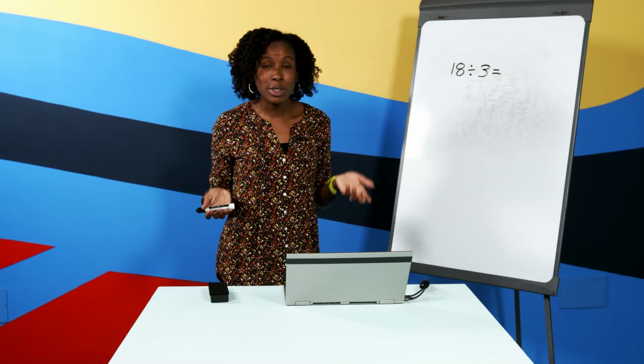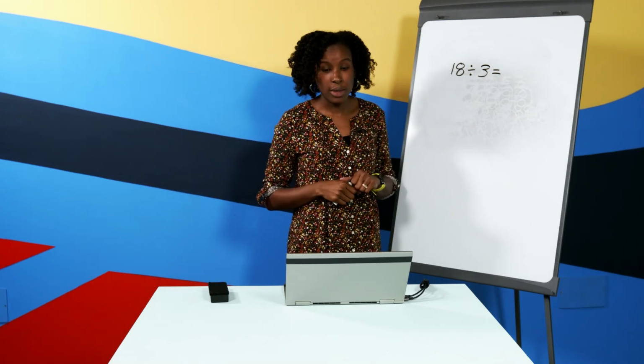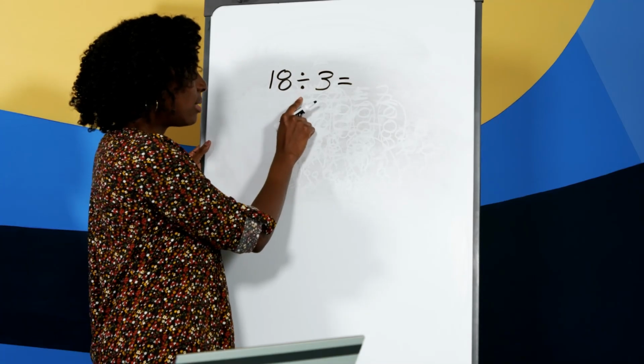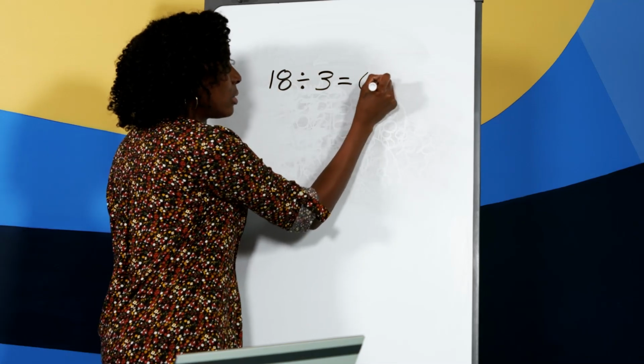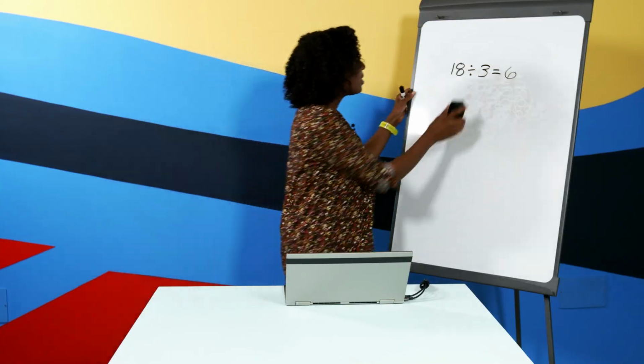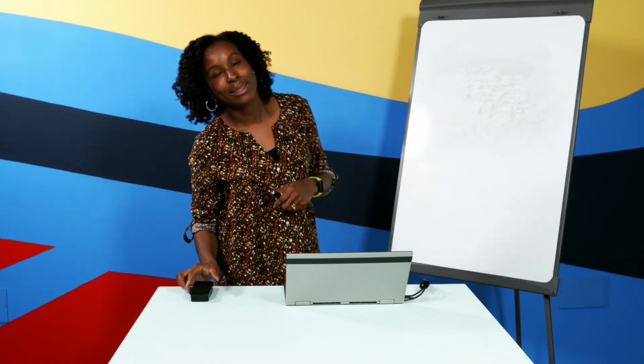Now you could take a moment to draw out 18 dots or circles and then circle them in groups of 3. You could also use the picture here because it's very helpful. How many donuts do you see in each box? Take a moment to double check. That's right. There are 6. 18 divided by 3 equals 6. Very nice job. Thank you for working so hard with me today, and I hope you keep practicing those division skills. See you next time.